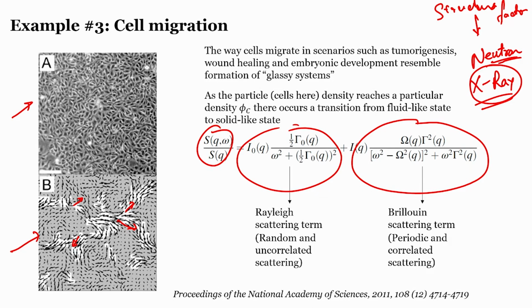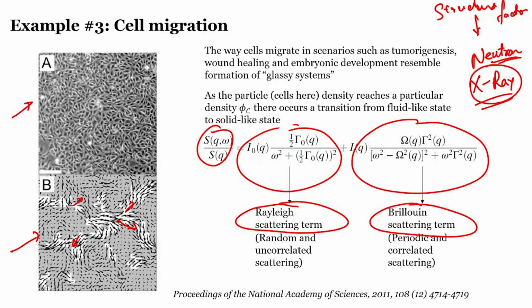In this case, they found that this kind of cell migration fits two different scattering systems. First is Rayleigh scattering, second is Brillouin scattering. Now, Rayleigh scattering you must be very familiar with. Whatever we see in the sky, the reason the sky is blue is because of Rayleigh scattering. The same Rayleigh scattering, which is random and uncorrelated scattering, is found in this particular system. This system also has a component of Brillouin scattering.